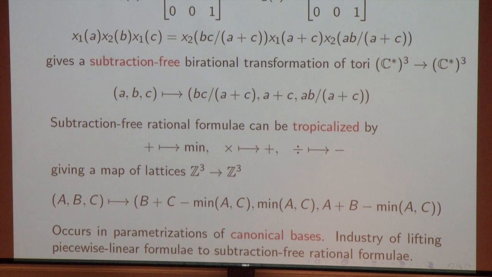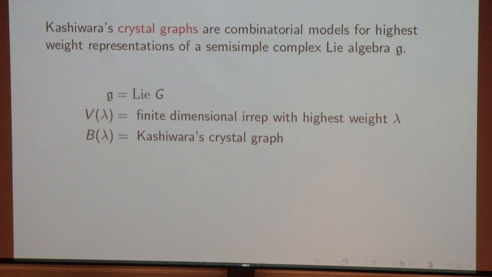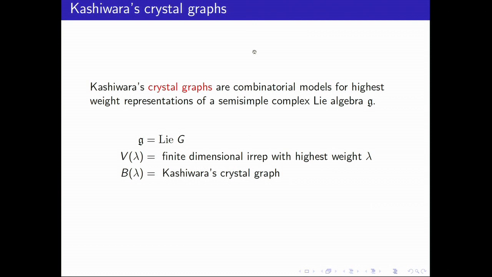So what Lusztig noticed is that this transformation occurs in parameterizations of canonical bases. So I won't discuss them in this talk, but I'll say a little bit about them in the second talk. It led to an industry of trying to lift interesting piecewise linear formulae to birational morphisms. Okay, so I want to talk about one work that this led to, which is Berenstein and Kazhdan's geometric crystals.